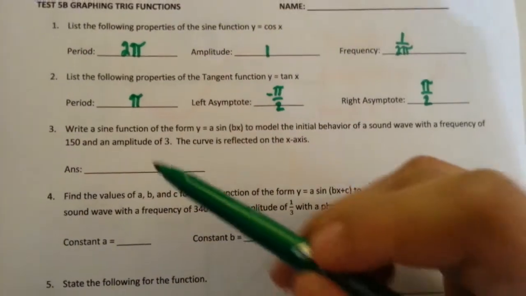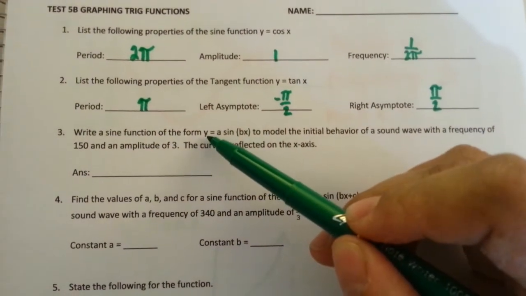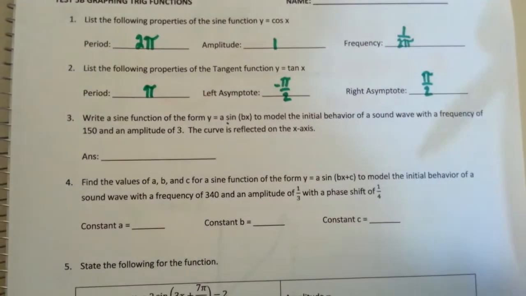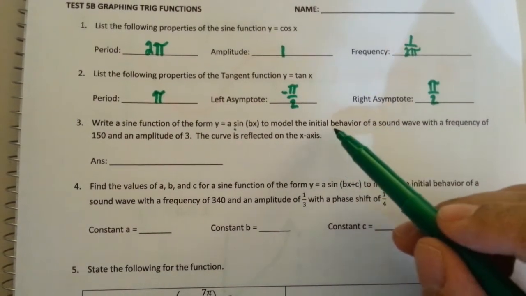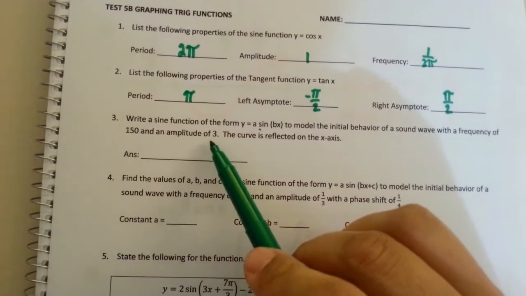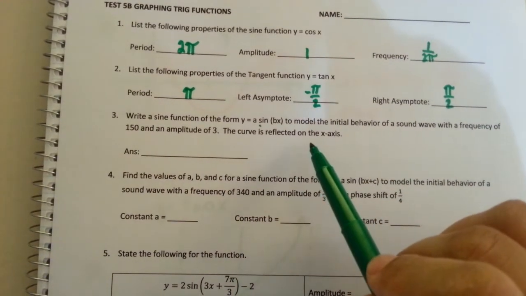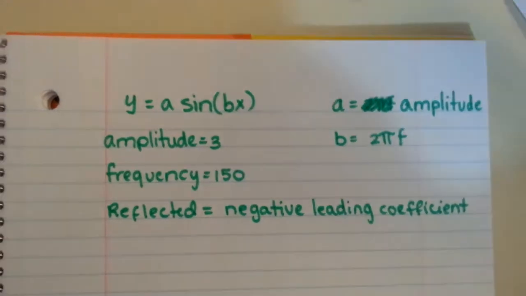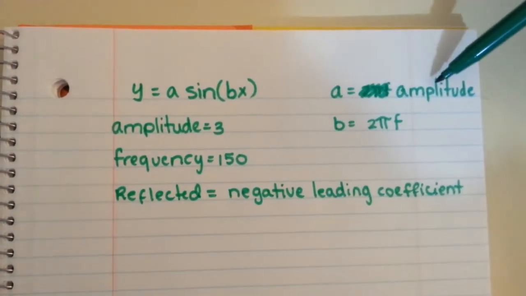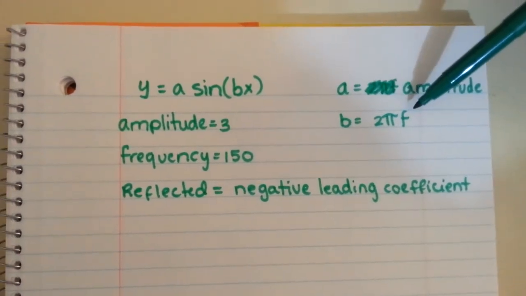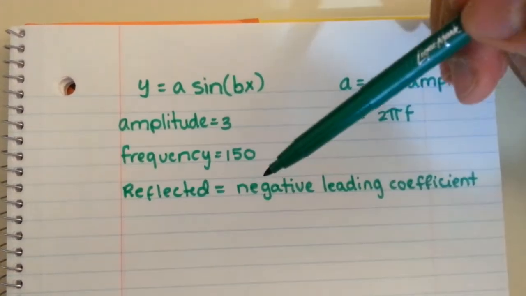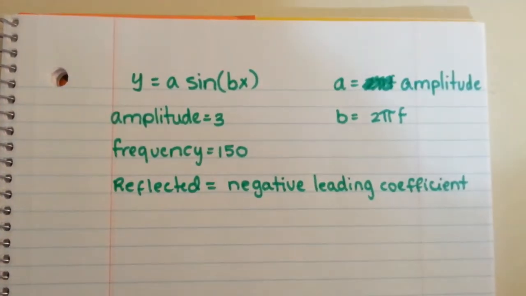The next question, they want you to write a sine function that has this form, y equals a sine bx. So you need to find a and you need to find b. And to model the behavior of the sine wave, you know that the frequency is 150, the amplitude is 3, and you know that it's reflected on the x-axis. So you know that the function is going to be y equals a sine bx. We know that a is the amplitude, b is 2 pi times the frequency. We know the amplitude is 3, the frequency 150. Reflected means that you have a negative leading coefficient.